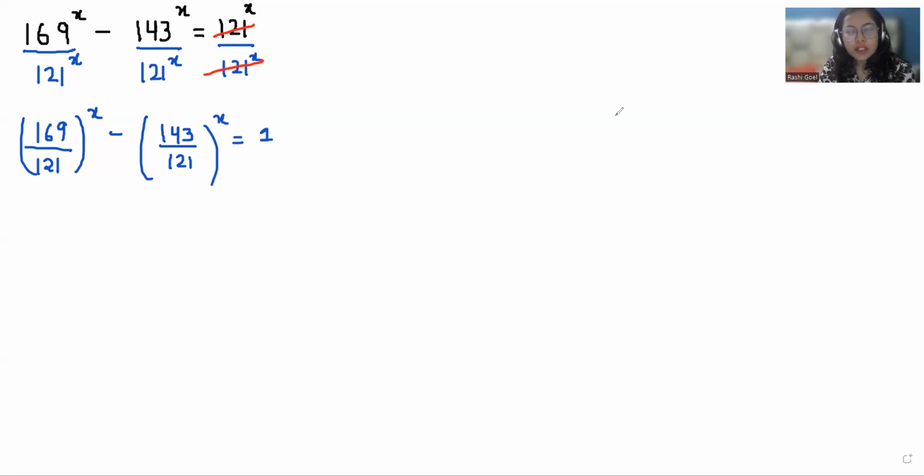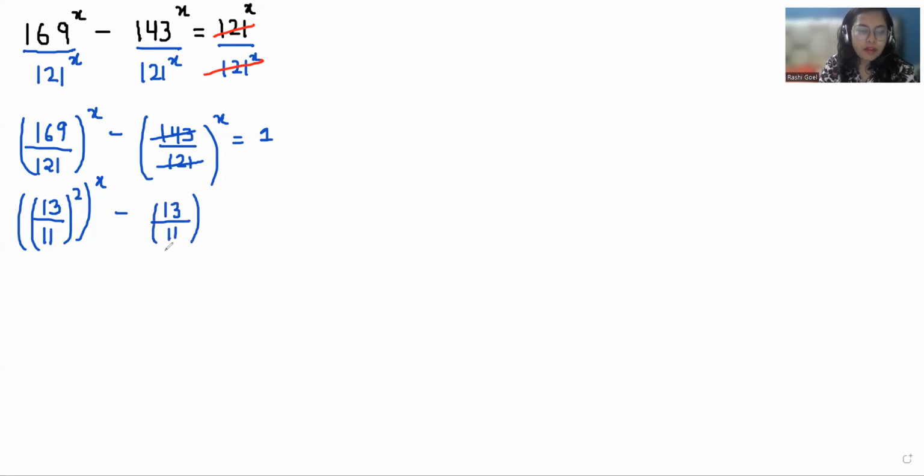Now we know that 169 is 13 times 13, so it is the square of 13, and 121 is the square of 11. So we can write it as (13/11)^2, whole to the power x, minus 143 and 121, we can reduce it by dividing by 11. So if we divide 143 by 11, we get 13. And if we divide 121 by 11, we get 11. Power x is equal to 1.